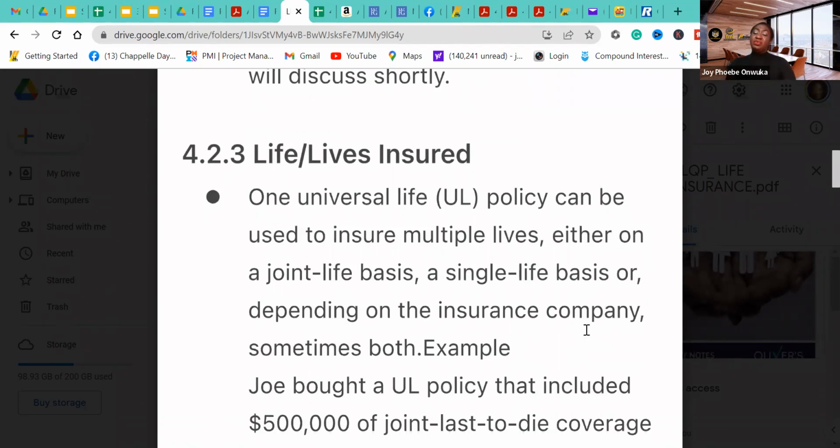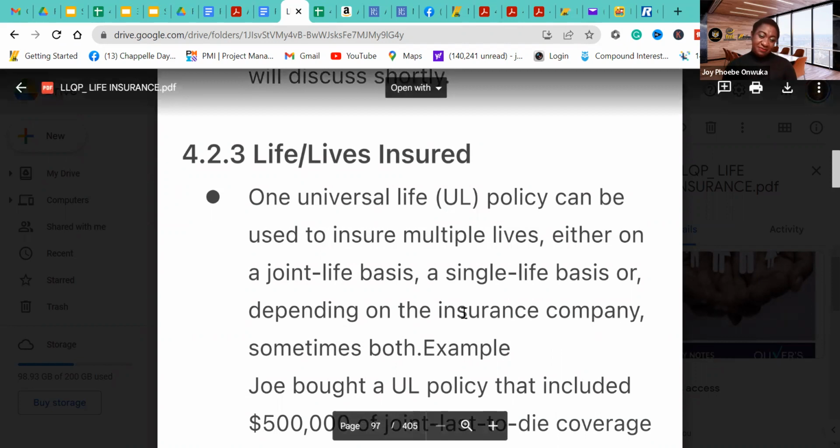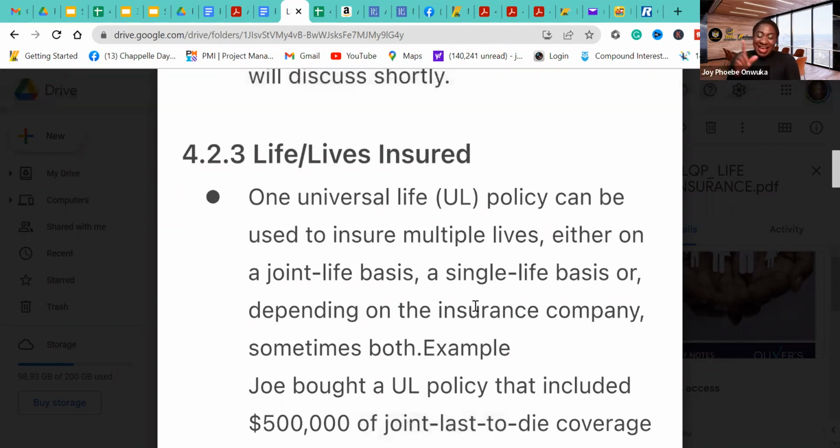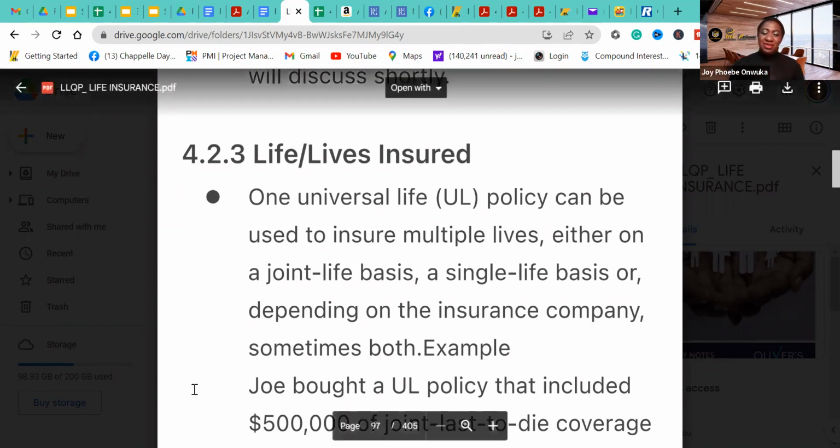Okay, so that example explains it all and it's pretty much straightforward, so there's no need to start explaining it any further. Now we're going to be looking at life and lives insured. Life for one and lives for multiple insured, okay?